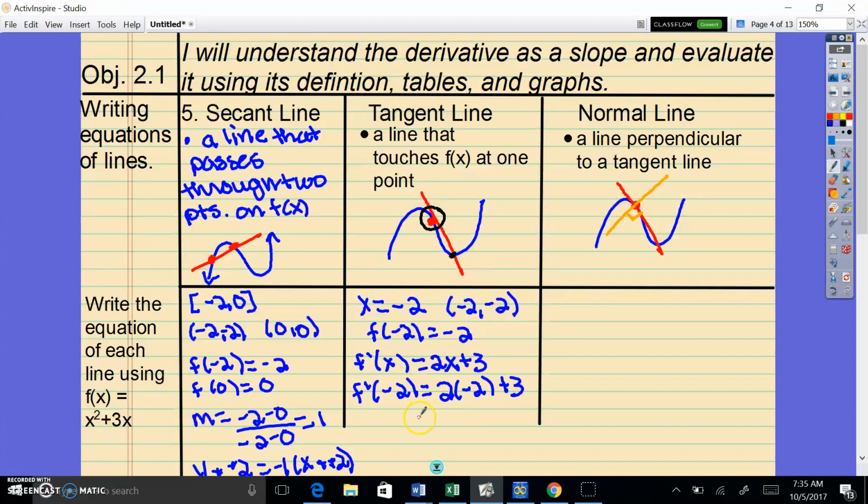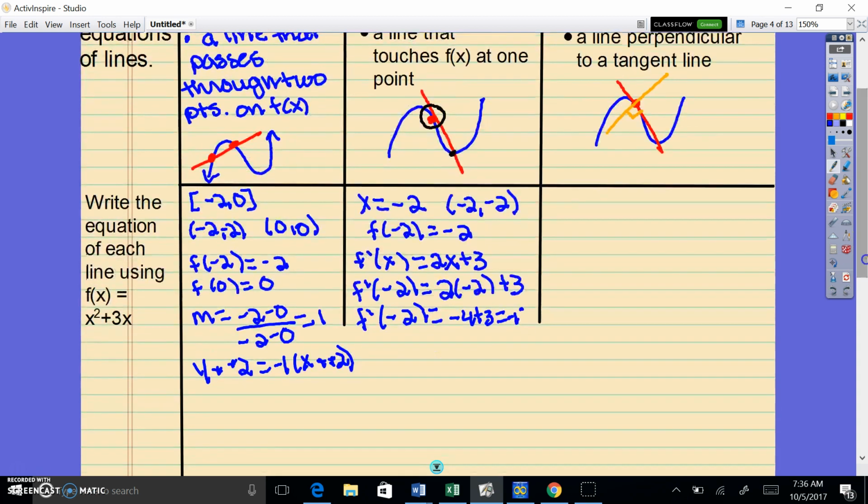So again, we're trying to find the slope of the tangent line at negative 2. So f prime of negative 2 is going to be negative 4 plus 3, which is negative 1. And that, negative 1, that is our slope. So now we will run the point-slope form using our y, our x, and our new slope. So y minus negative 2 equals negative 1 times x minus negative 2. And again, you don't have to solve for y. You can just leave it like that. And that's the equation of the tangent line.